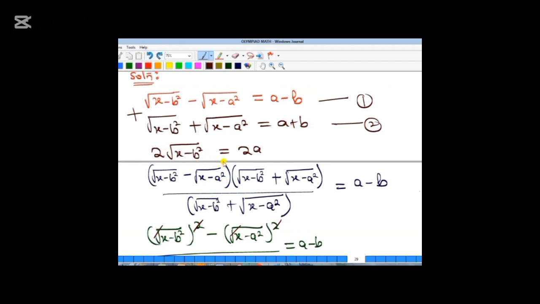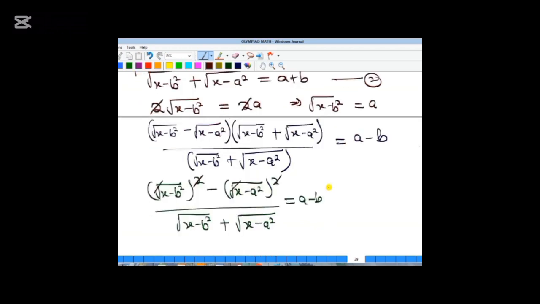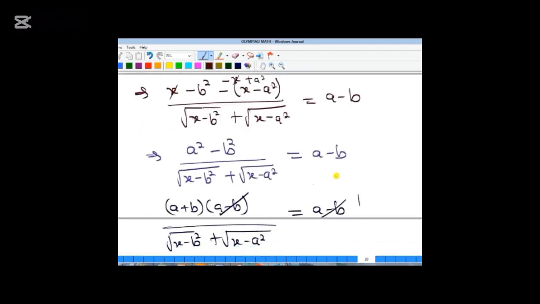So with this, we should be able to solve and to get, of course, I can push it further here. This will cancel this. So this is going to give me the square root of x minus b squared to be equal to a. Okay, so I will now try to solve that.